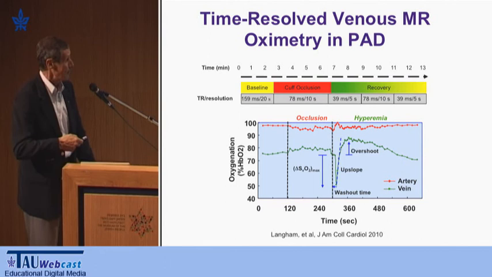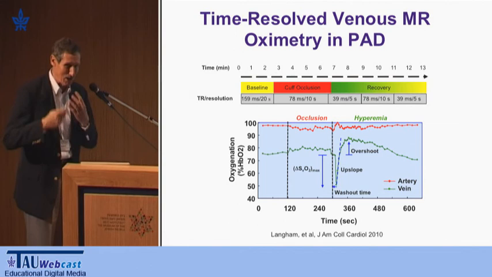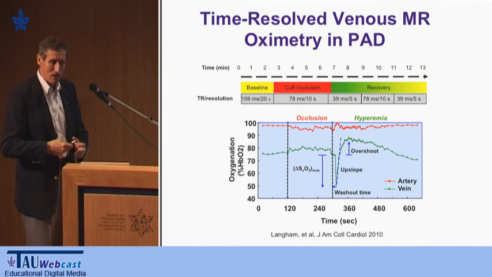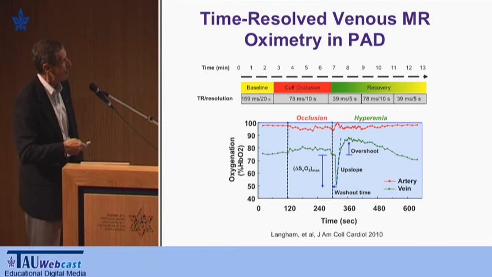This requires pretty high temporal resolution. We are working on a way to augment it here. We have 5 seconds of temporal resolution because we measure only oxygen saturation. This is not like measurements in the brain. We can measure the washout time. That's a measure of how intact the vascular system is. We can measure the upslope and the overshoot.